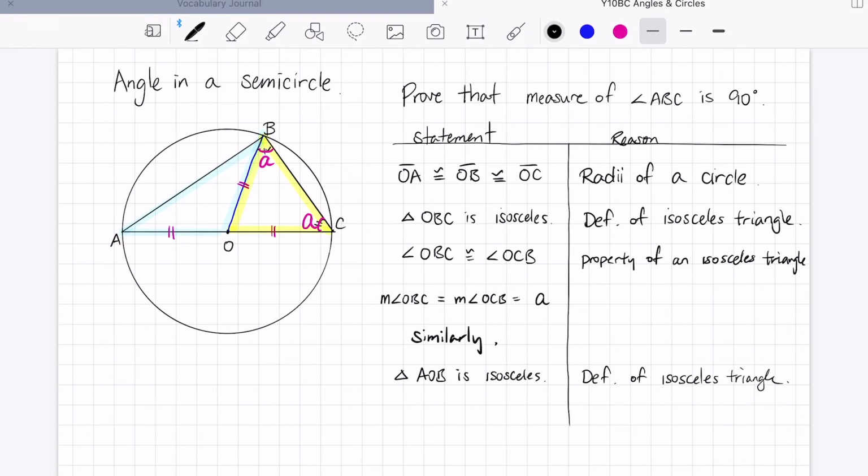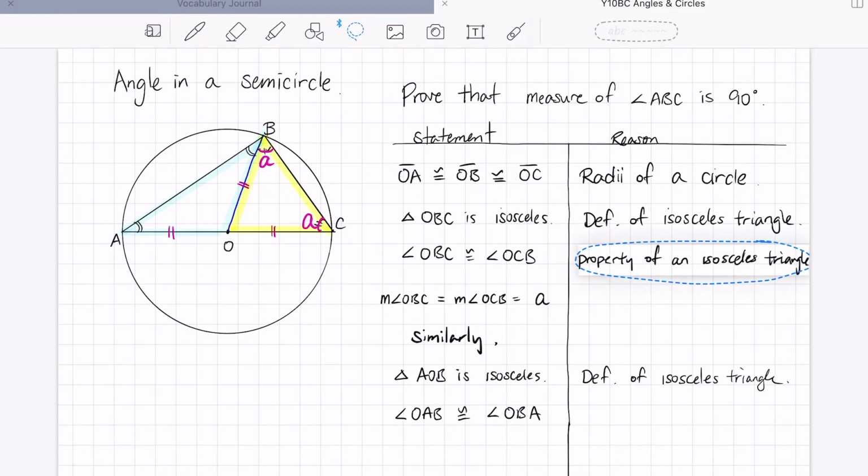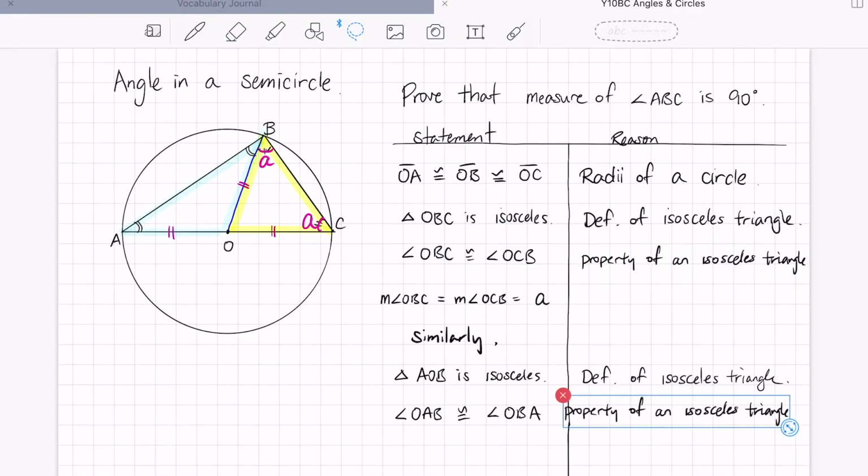Right? So the exact same steps here, I know now that the angle OAB and angle OBA are congruent. OAB is congruent to angle OBA, and that's a property of an isosceles triangle, or you can think of it as a definition as well. So maybe I'll just copy this statement here. There. So it's a property or a definition of an isosceles triangle.